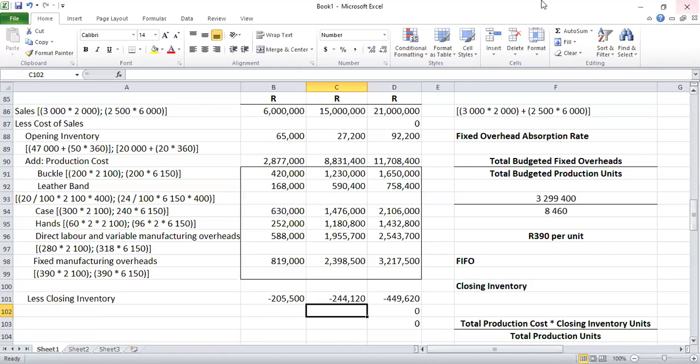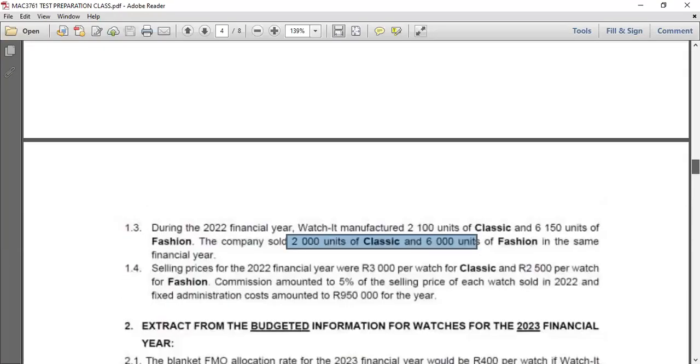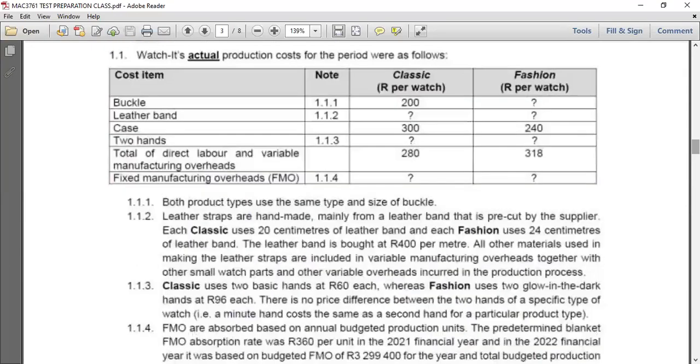Or you can use the other way, which can be shorter sometimes. But if you have done already those calculations, it's no longer an issue. The leather band, we know that it's 20 for 400, is that right? So you can say 20 divided by 100 times 400. Find how much it is per unit.